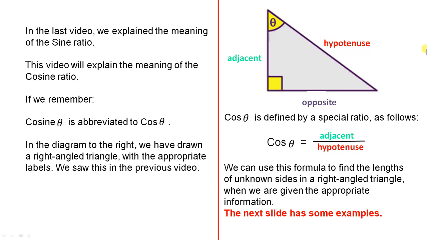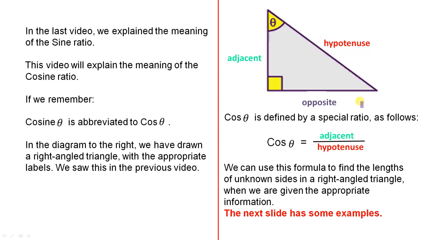In the diagram to the right, we have drawn a right-angled triangle with the appropriate labels. We saw this in the previous video. So here we have our angle that we've chosen, unknown angle theta. Once that is fixed, all those sides then have specific names. That's the opposite side because it's opposite to the angle. That's the adjacent side because it's adjacent or next to the angle. And this is always the hypotenuse because it's opposite to the right angle.